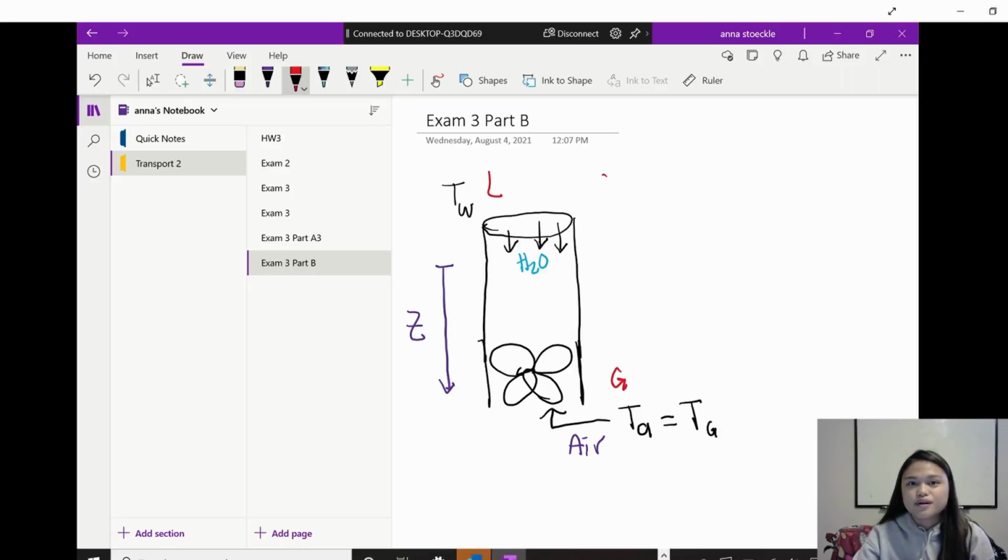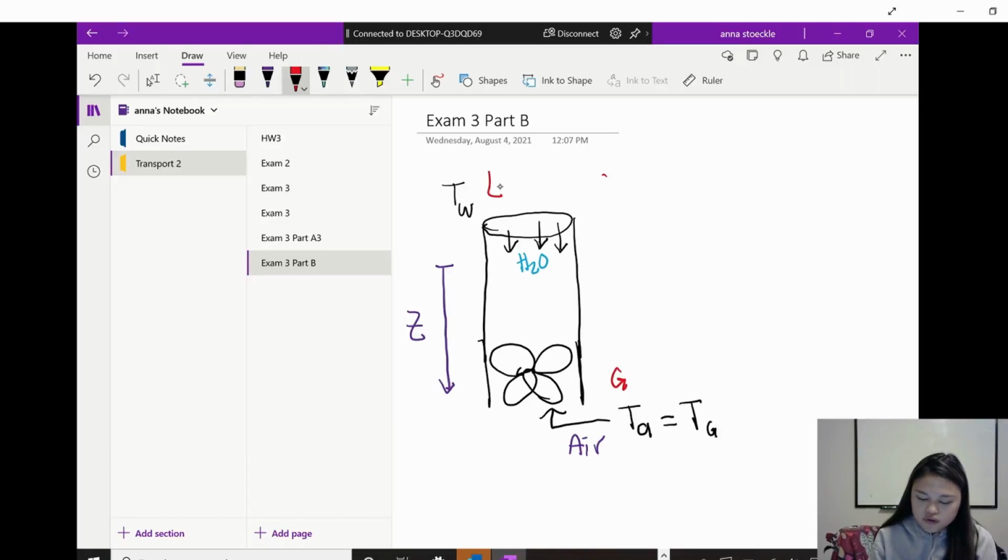Hi, today we are on Exam 3 Part B. What we're looking at here is a cooling tower with water coming from the top and air being blown up from the bottom. These might be some turbines here to help move it upwards. We also have a distance of z in the downwards direction.